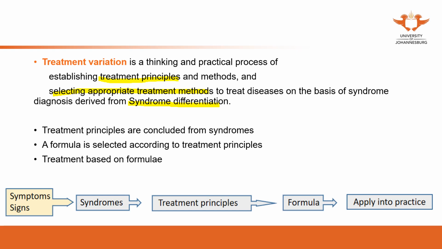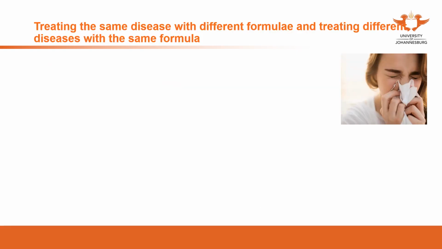From here to here, to find the symptoms and signs to conclude the syndrome is called syndrome differentiation. And then from the syndrome differentiation, we're going to determine the treatment principles and choose the formula. Choosing different formulas, this is treatment variation. As you can see here, it's quite theoretical. Sometimes it's a bit complicated. So we're going to give you some examples.